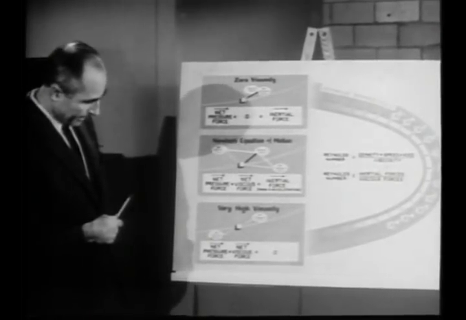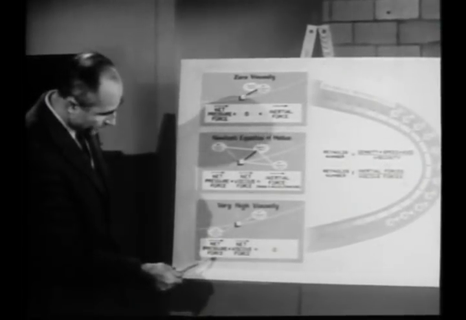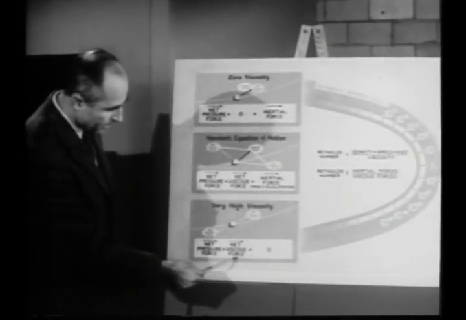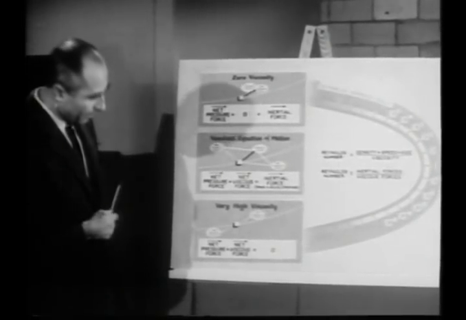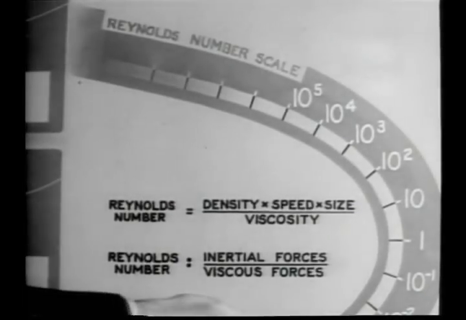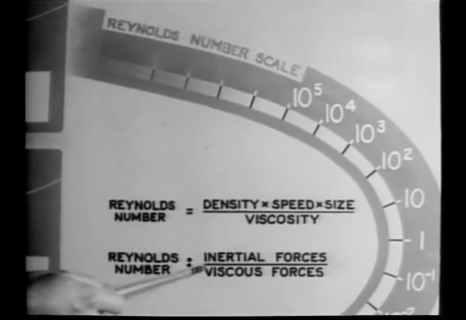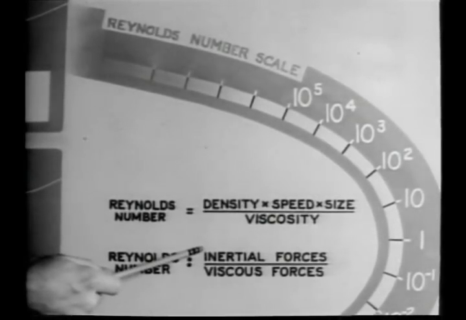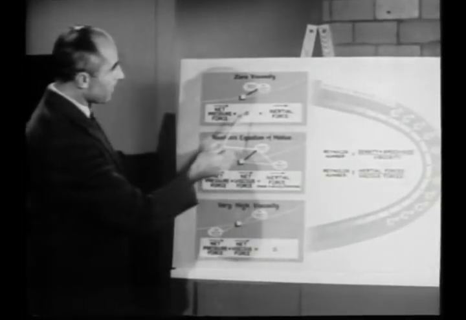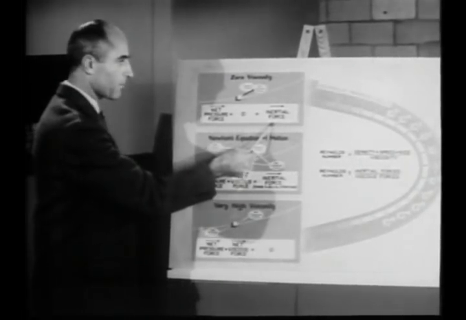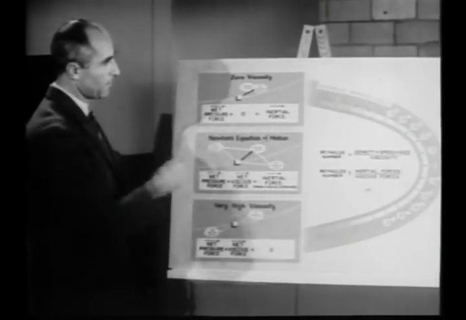We then have a balance between the net pressure force pushing on the fluid and the net viscous force resisting the deformation. Very, very high Reynolds number, on the other hand, means that the viscous forces are so small compared with the inertial forces that the viscous forces may be neglected. We then have a balance between the pressure force pushing the fluid and the inertial resistance to acceleration.